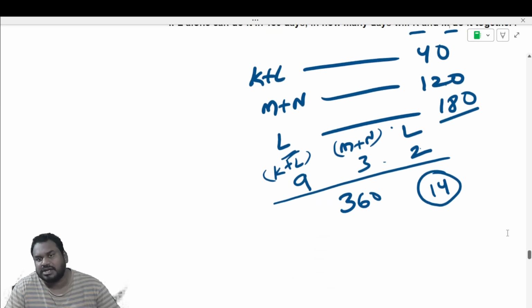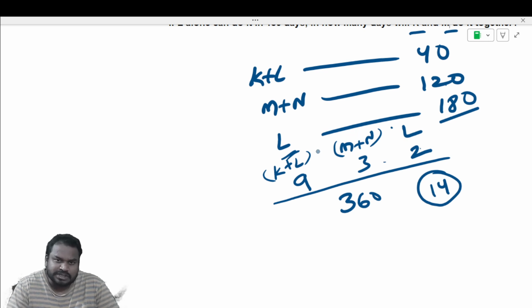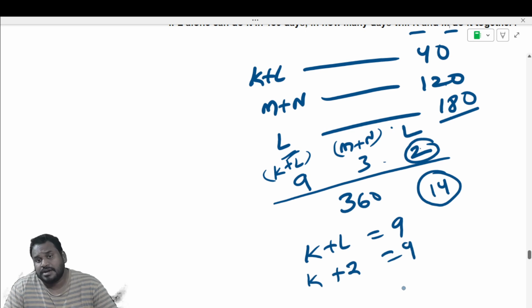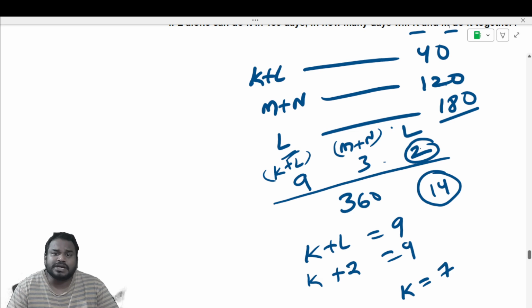So for that, you have to find K and M individually. How can we find it? You have to solve this actually. L efficiency, you got it as 2. So K plus L is 9, you know. So L is 2. Put it here. This is equal to 9. So then K is equal to 7.